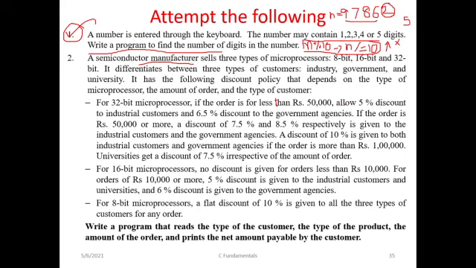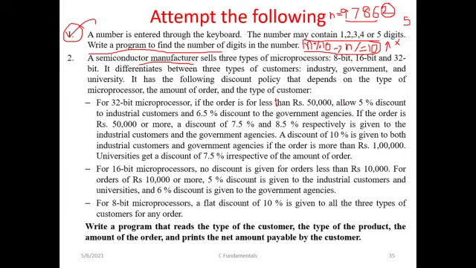For the 16-bit microprocessor, no discount is given for orders less than 10,000. For orders of 10,000 or more, a 5% discount is given to the industrial customers and universities, and a 6% discount is given to the government agencies. For the 8-bit microprocessor, a flat discount of 10% is given to all 3 types of customers for any order.